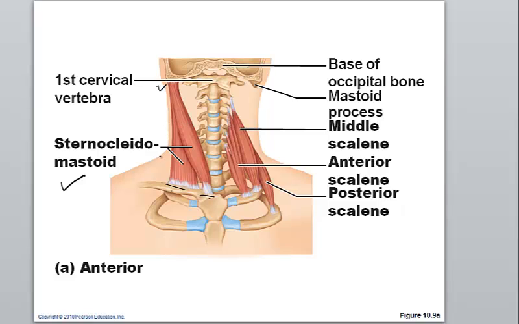What is its function? This function is to flex the neck and laterally rotate the head. So when you move your head laterally, that's basically what causes the muscles to contract.